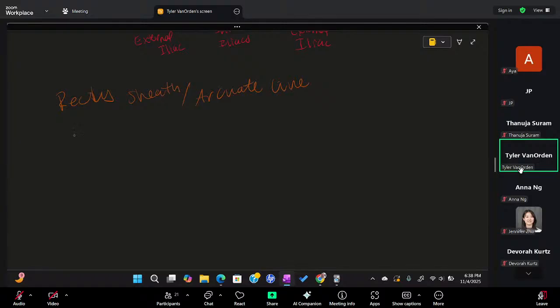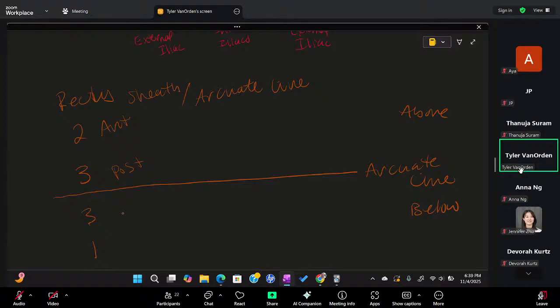So my mnemonic is 2, 3, 3, 1. You're going to draw a little line between the 2, 3 and the 3, 1. This line is the arcuate line. So 2, 3, 3, 1. There are 2 things that are anterior, 3 things that are posterior above. So obviously this is above. This is below. And if this is confusing, I'm sorry. This is what helped me last year.